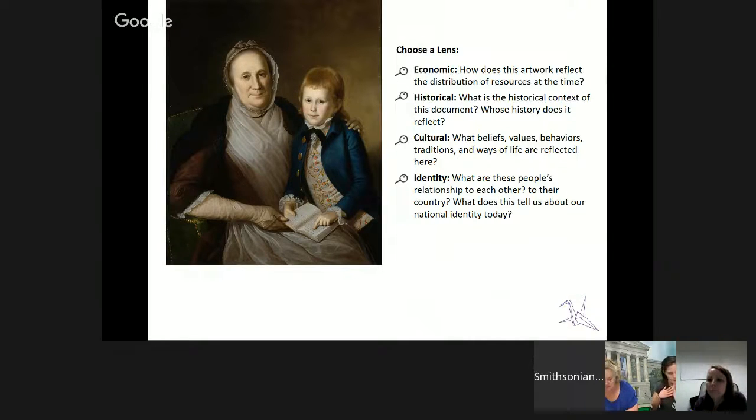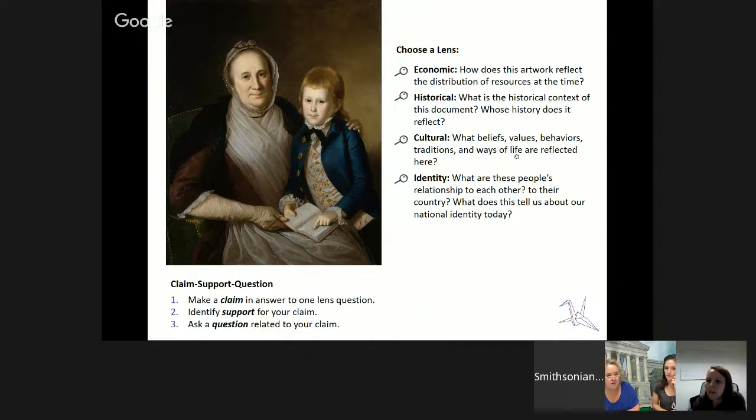So if I chose the cultural lens, I'd be looking at this Mrs. James Smith and grandson with the question in mind: what beliefs, values, behaviors, etc. Did I get it? You got it. Okay. Yep. So, Darren, if you can click it one more time, there should be, thank you, information appearing there.